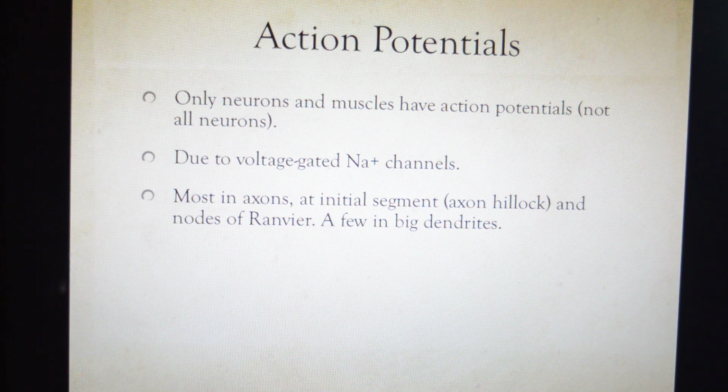Now we're going to be talking about action potentials. Only neurons and muscles have action potentials. Well, most neurons do. This is due to the voltage-gated sodium channels, which are most numerous in the axon. The initial segment is the axon hillock, and the nodes are the nodes of Ranvier. There are a few action potentials in big dendrites, not small.